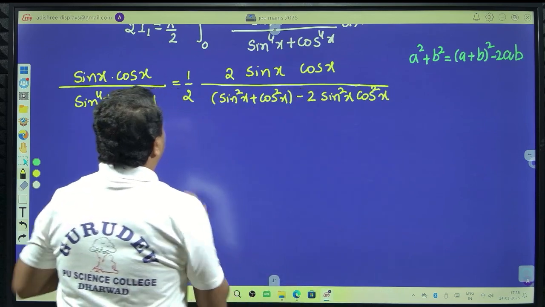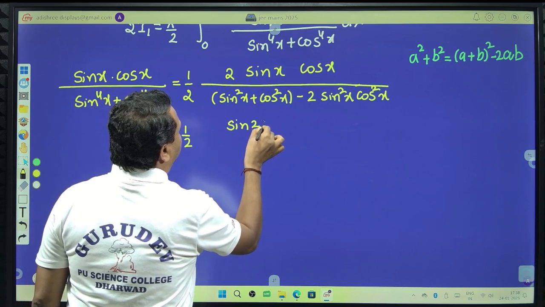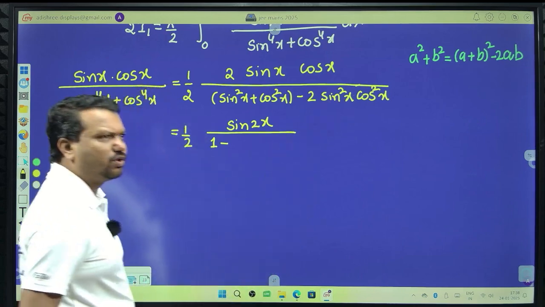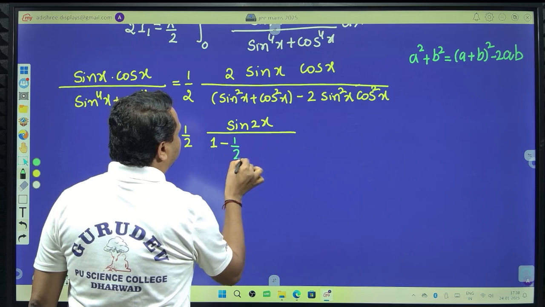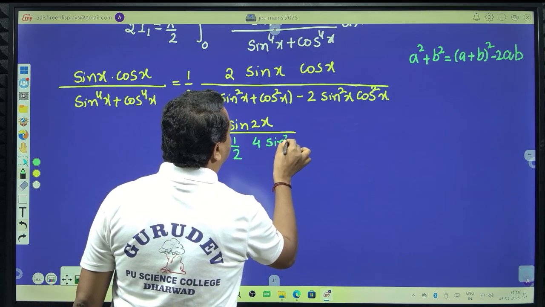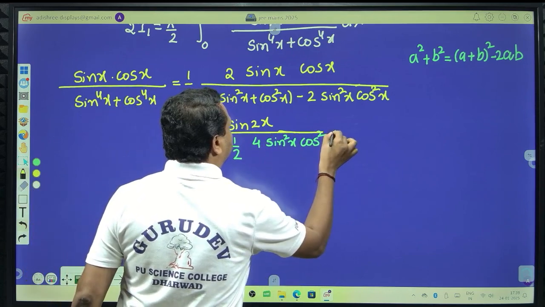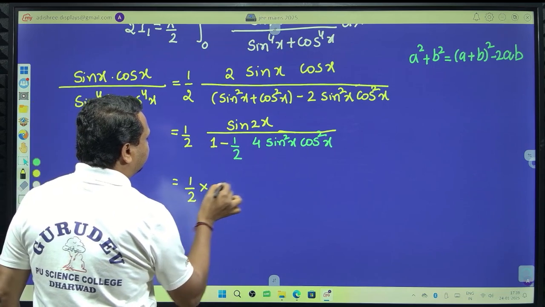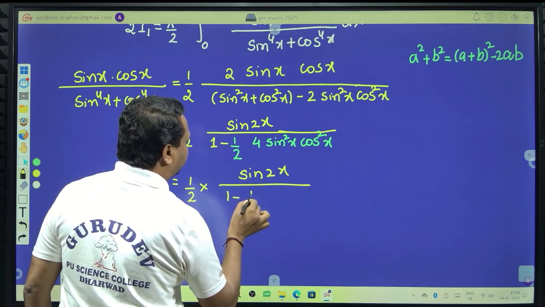Done? Done. So what we get? 1 by 2, numerator will be sin 2x, denominator will be 1 minus 2 sin square x into cos square x. Now again I am multiplying numerator and denominator by 2, so that I will get 4 sin square x into cos square x. Done? Done. Why this adjustment? Observe. Because 1 by 2 sin 2x as it is divided by 1 minus 1 by 2 as it is.